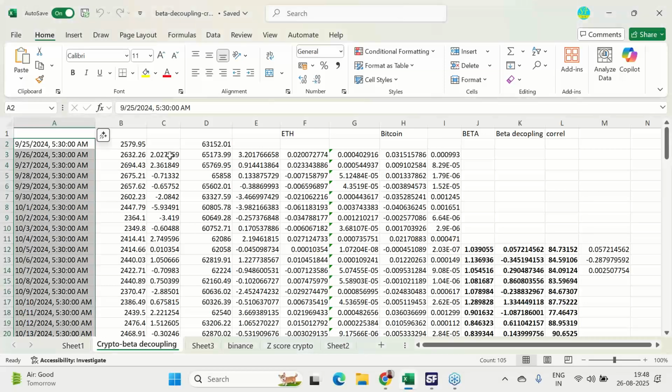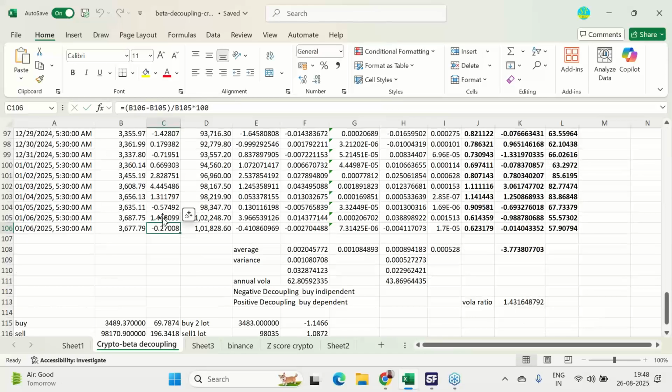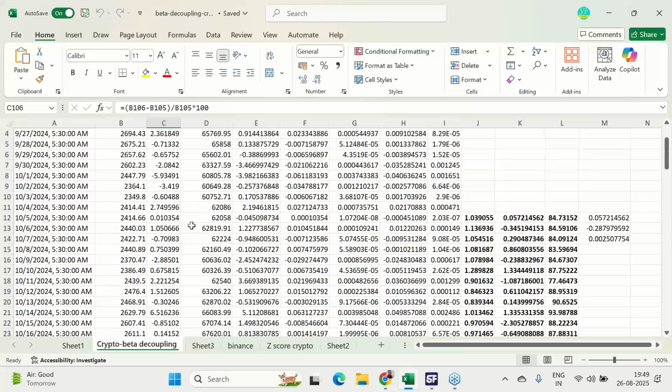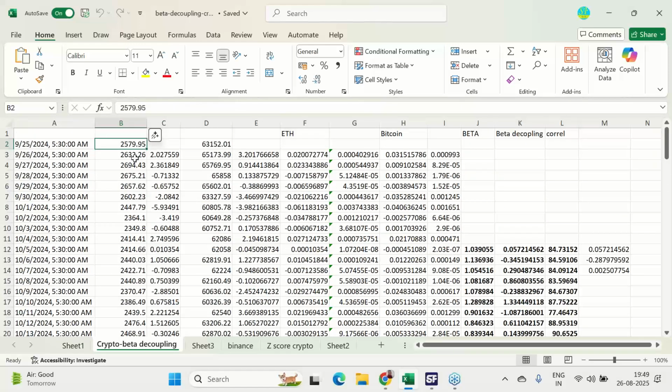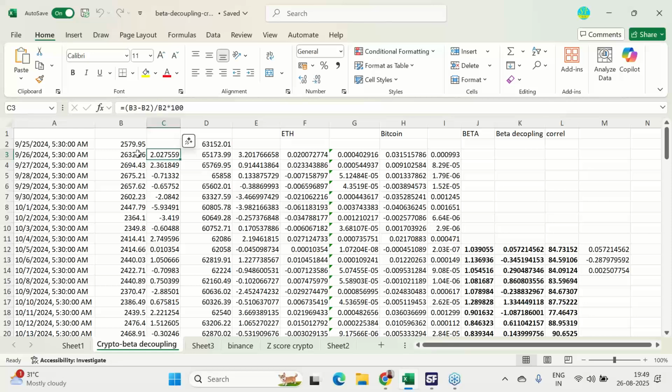So what I'm doing here, on an everyday basis, whatever positive or negative returns ETH or BTC has given, I am calculating in percentage terms. So I am calculating 26th and 25th of September 2024. What is BTC and ETH's percentage change? Means as compared to its previous day, whether it has given a positive return or negative return in terms of percentage, I have taken. Same for the BTC.